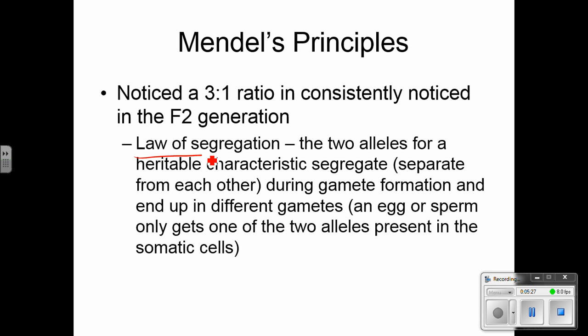This is something we now know too. The law of segregation: the two alleles for heritable characteristics segregate or separate from each other during gamete formation, which this term is called what? Meiosis, I hope you said that. And end up in different gametes, either the egg or the sperm. Each gamete only gets one of the two alleles present in the somatic cells.